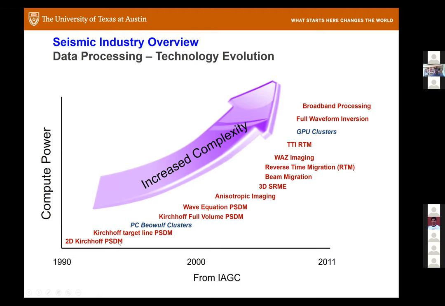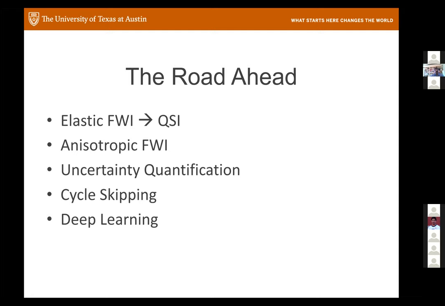So we have seen continuous progress over the years, with the increase in compute power. You can see all of these different methods, which were used earlier, in 1990. They're still being used, but they are pretty routine. So we have FWI, broadband processing, GPU clusters, and all of these. Just because computers have become faster, we're able to use more complete physics. Are we done? Not quite.